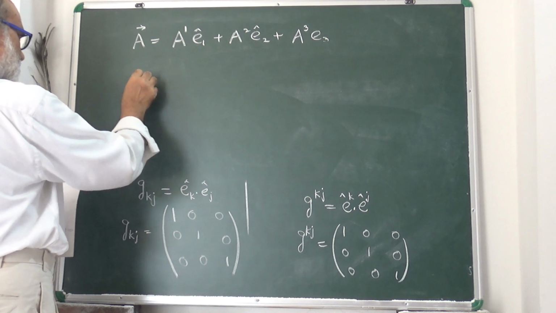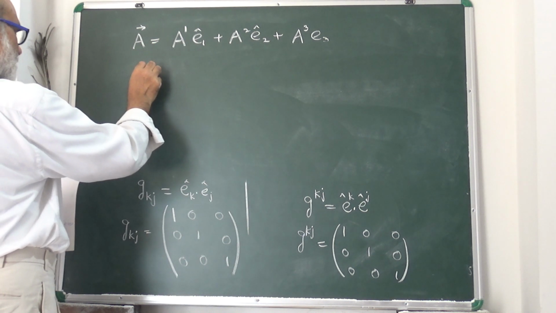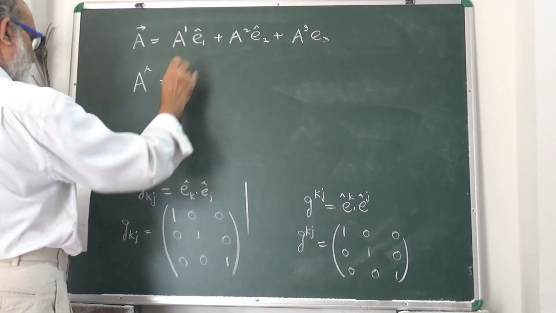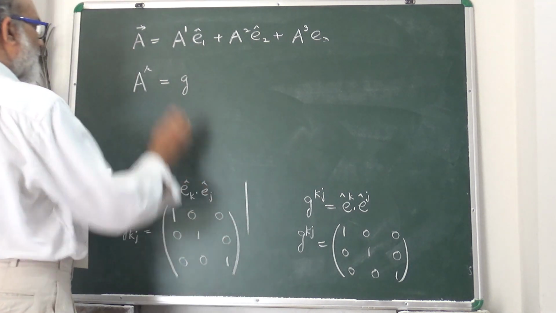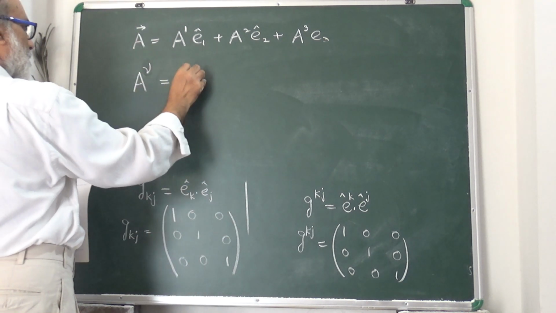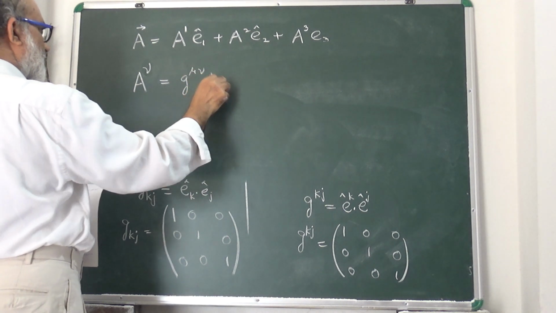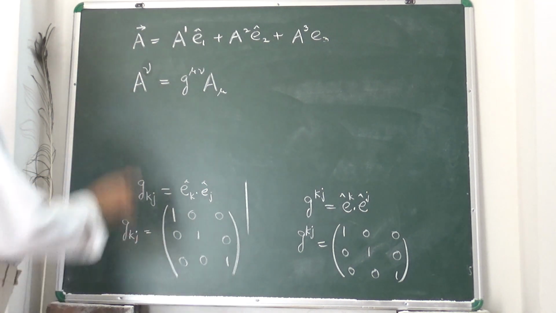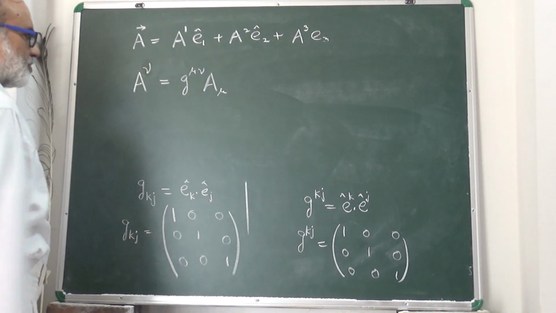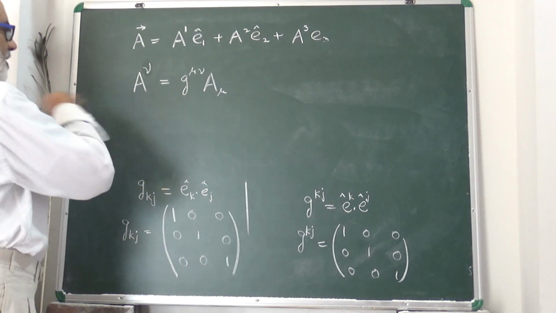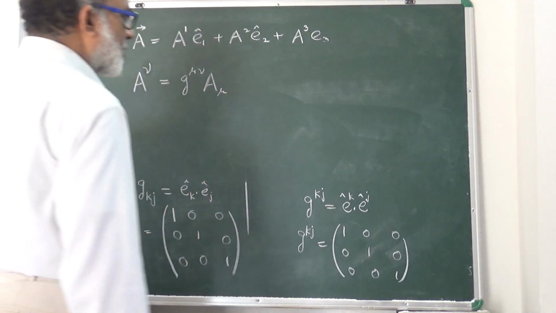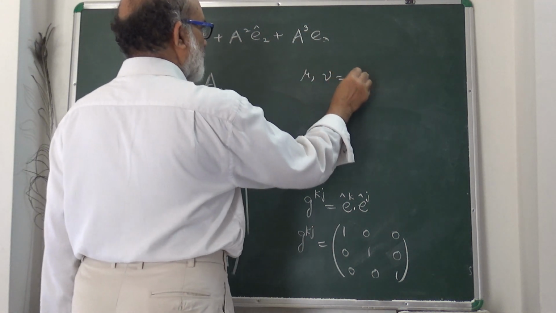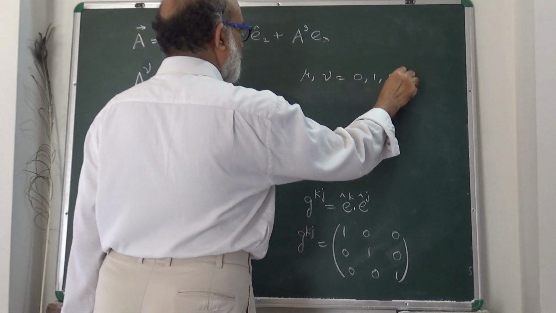In relativity, we write it like this: A mu G, or say mu A mu. Why are we taking mu and nu, not i, j and k? Because in relativity, mu and nu represent 4 components, whereas i, j, k represent 3 components. Mu or nu represents 0, 1, 2, 3.